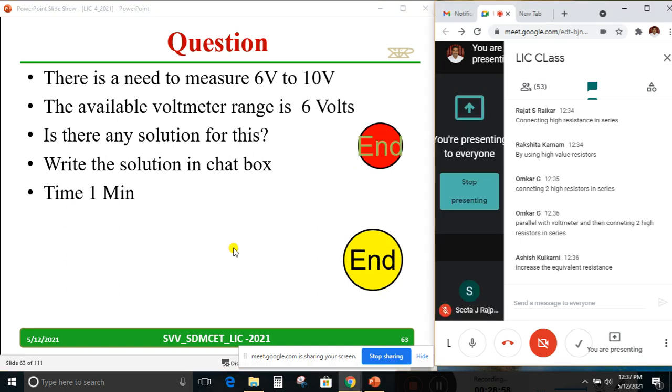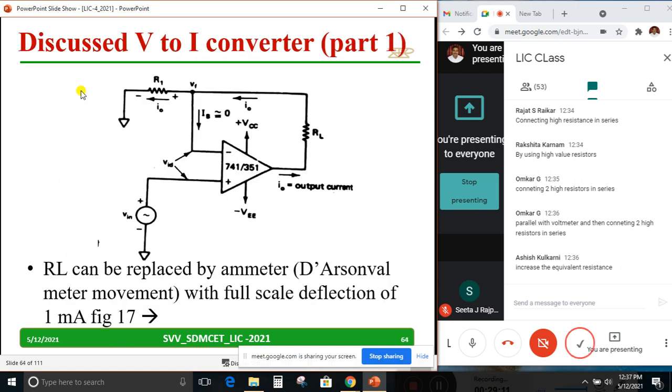Give me a second. Now, how it can be done? We have spent a lot of time to discuss this. Thank you for all your answers. Few answers were wrong, few answers were a little correct. And now, this we have discussed voltage to current converter. And what I can do here, RL, load resistor, can be connected by a directional meter movement.